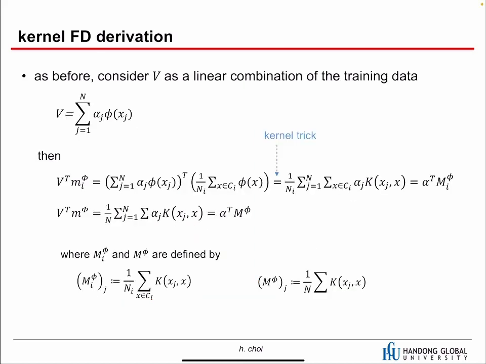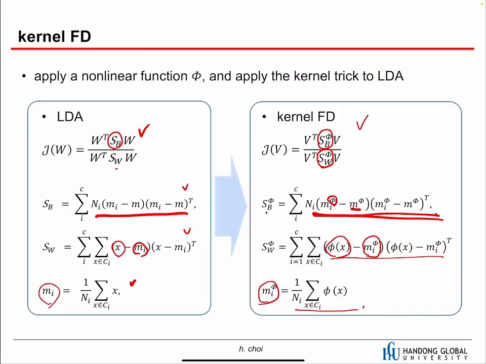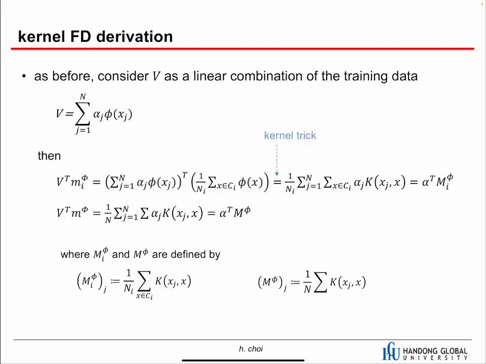Let's derive kernel FD. Okay, as before, in the kernel FD, the objective function is defined in this way. Okay, v is the eigenvector, and as we did in the PCA, we can consider v as a linear combination of the training data. So in this case, a linear combination of the training data in the feature space. So we can put it in this way. Okay, and then we can replace the equation in the previous slide with the kernels in this way.